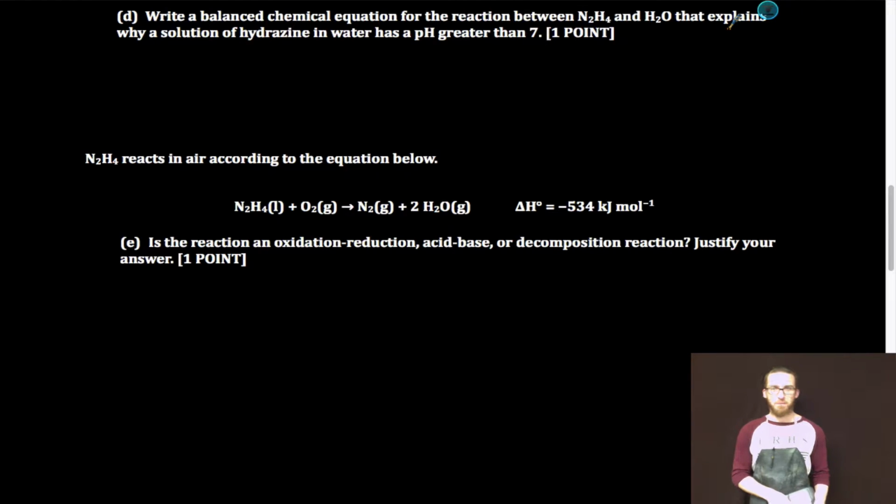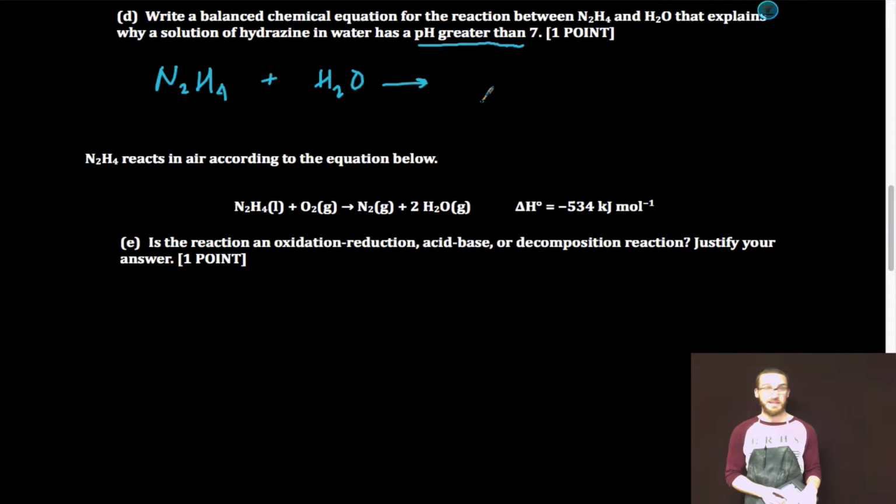Part D: Write a balanced chemical equation for the reaction between N2H4 and H2O that explains why a solution of hydrazine in water has a pH greater than 7. What the heck? Okay, let's just take a breath. We're told that the pH is greater than 7 when we place N2H4 in water. Now let's think about why.